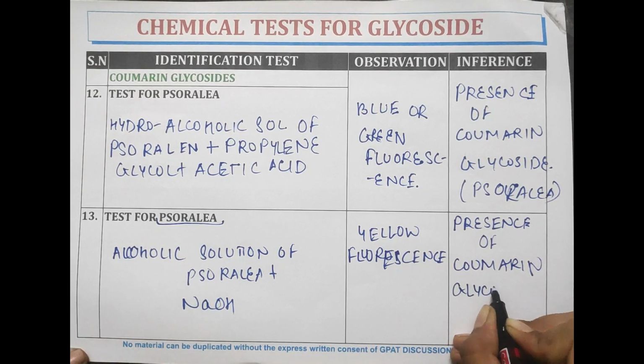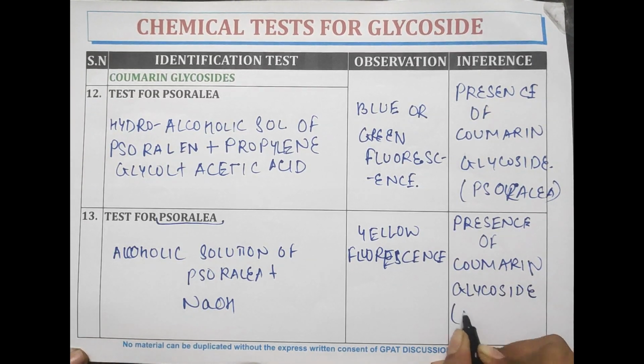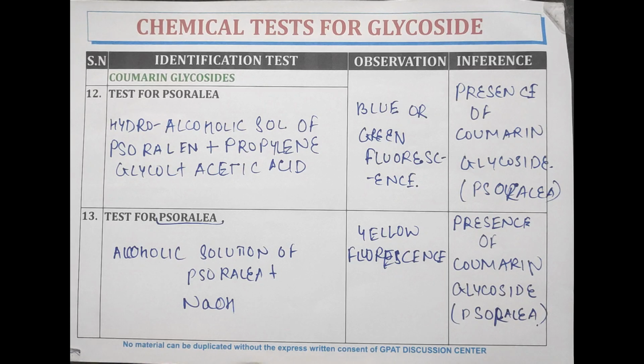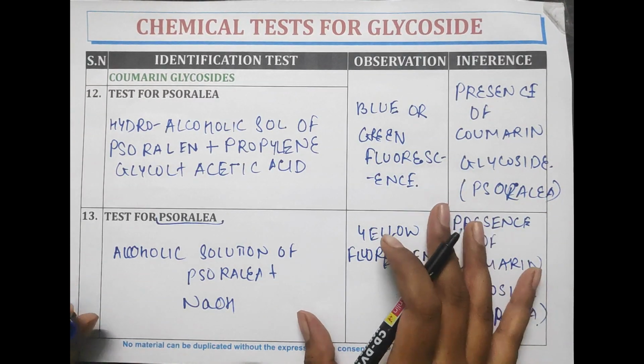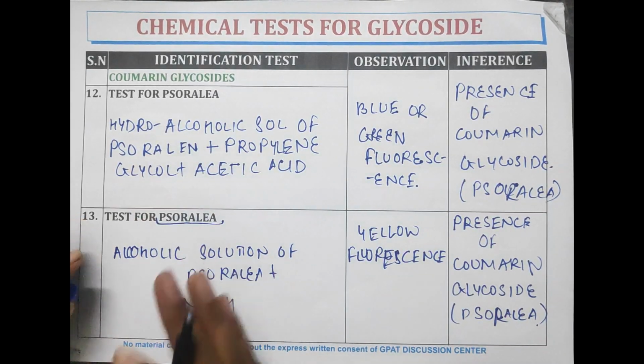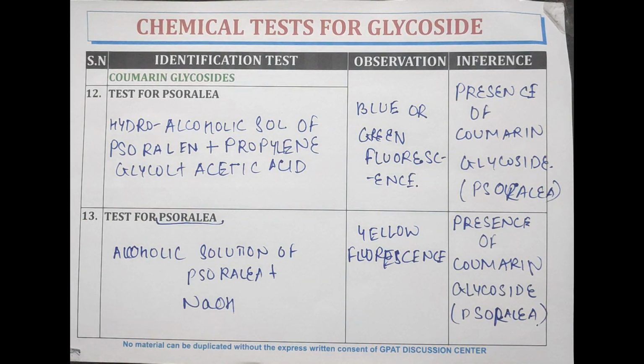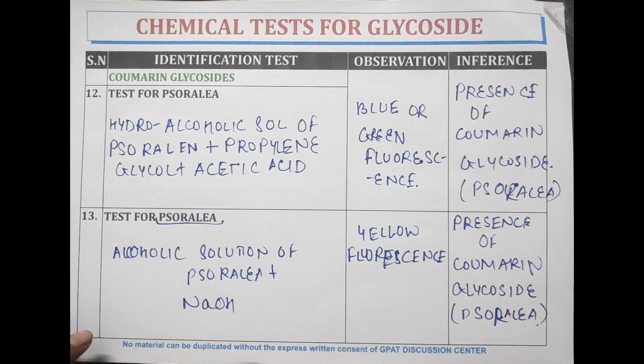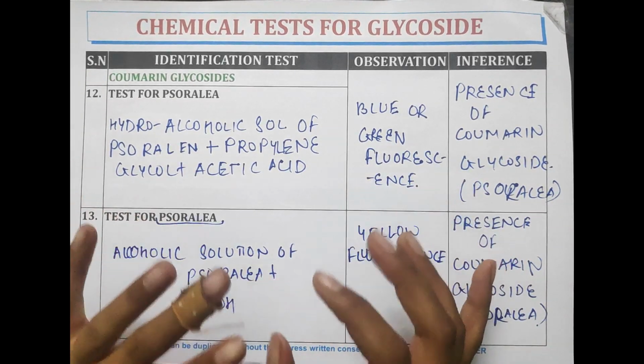So there were two tests for coumarin glycoside. Test for Sulleria, in which hydroalcoholic solution of Sullerin and propylene glycol mixed with acetic acid gives blue or green fluorescence indicating presence of Sulleria, and in another test, alcoholic solution of Sulleria mixed with NaOH gives yellow fluorescence indicating presence of coumarin glycoside. That's all for the chemical test for glycosides.